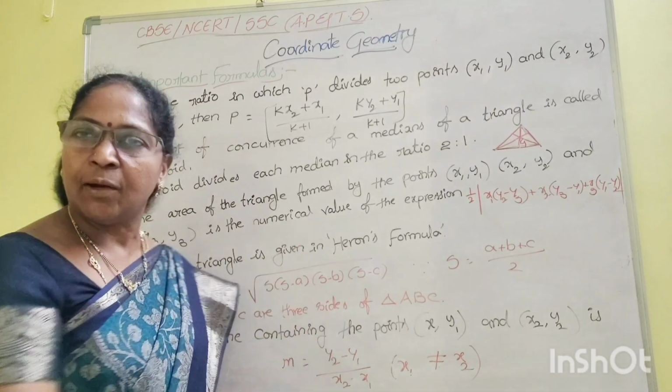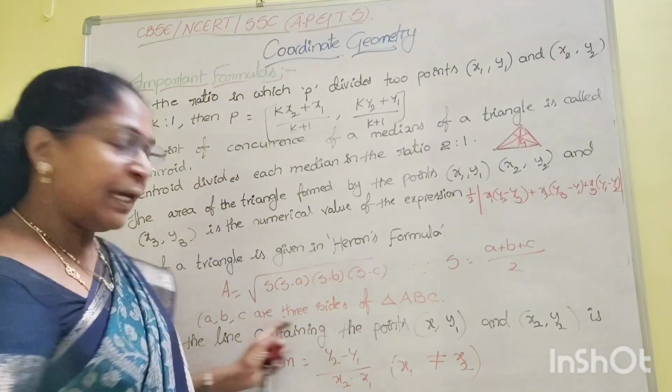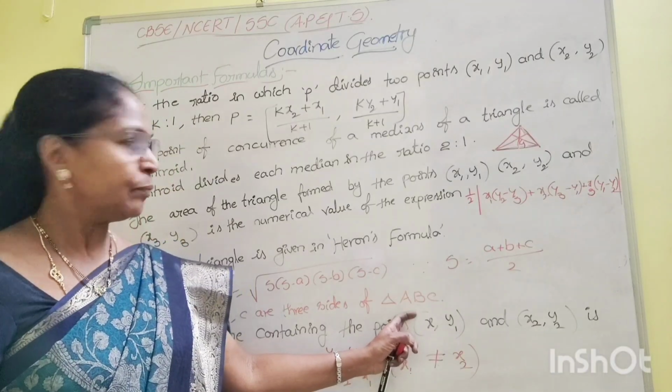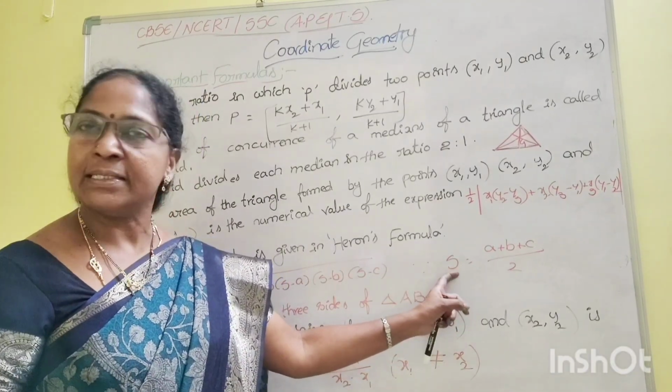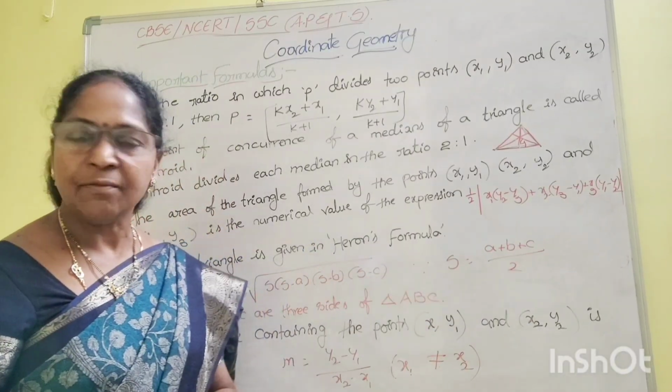Here in this formula, where a, b, c are small letters, what are those a, b, c? a, b, c are the three sides of the triangle. And how can you find S? S equals a plus b plus c divided by 2. That is the formula.